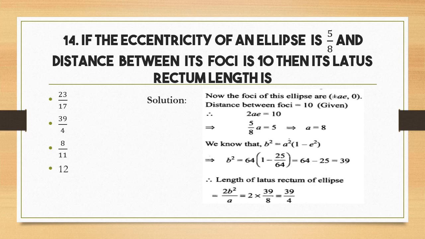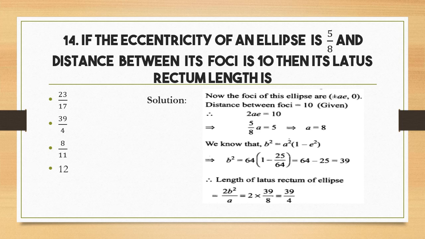So I wrote b square equal to a square, which is 64, times 1 minus e square, where e is 5 by 8, because it is already given in the question. Therefore it is 25 by 64. When you simplify, you will get b square as 39. And for an ellipse, the length of latus rectum is 2 times b square by a. Therefore 2 into b square, which is 39, and a is 8. So 2 ones are 2, 4 twos are 8. Therefore 39 divided by 4, which is option B, the right answer of this question number 14.